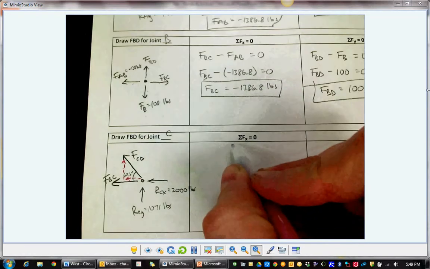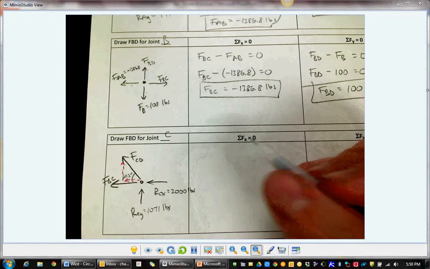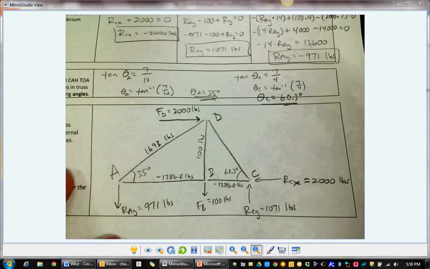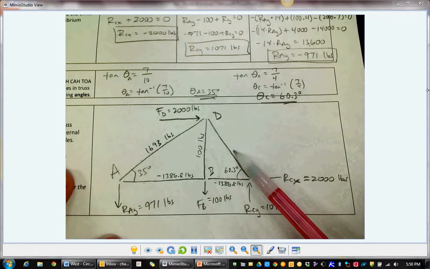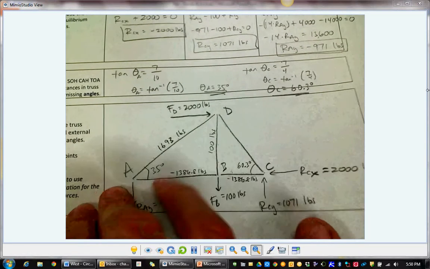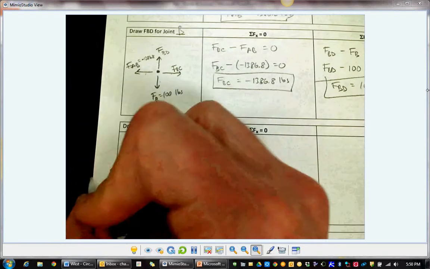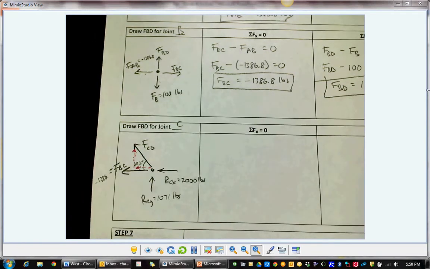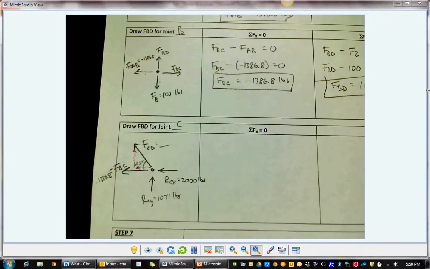All right, sum of the forces in the x direction. What do we have? Actually, at this point, we only need to know one more force. Let's drop back here, just kind of refocus ourselves. We know all of these internal forces. The only one we have left to find is CD. This was negative 1386.8. So that's really the only one we have left.